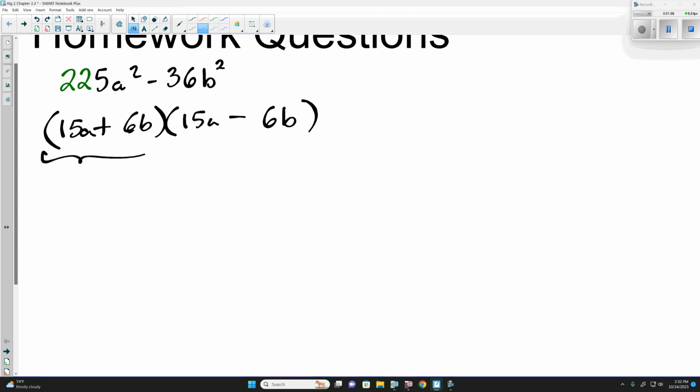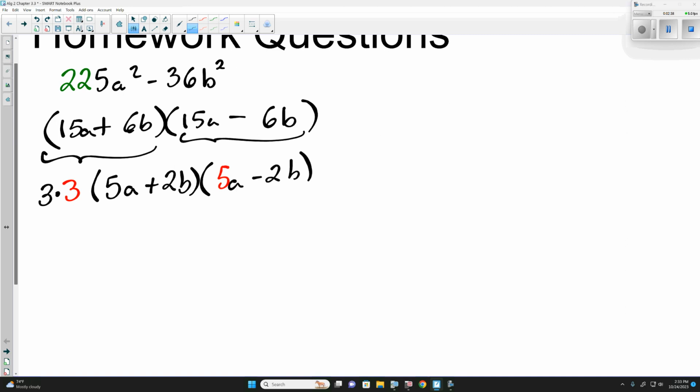Now, I believe the homework just asked for you to factor. Looking at 15a and 6b, is there a greatest common factor between 15 and 6? Is there a number that will go into 15 and 6? Yeah, 3. So technically we can factor a 3 out, which does leave us with 15 divided by 3 is 5. 6 divided by 3 is 2. Well, we also have a factor of 3 in the other one, which would give us 5a minus 2b.